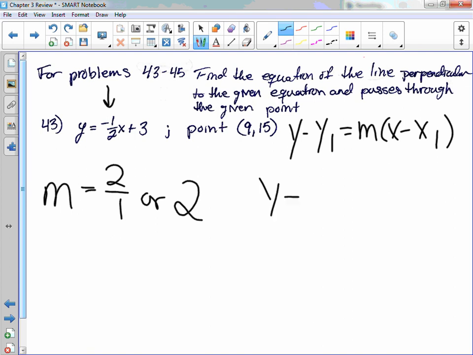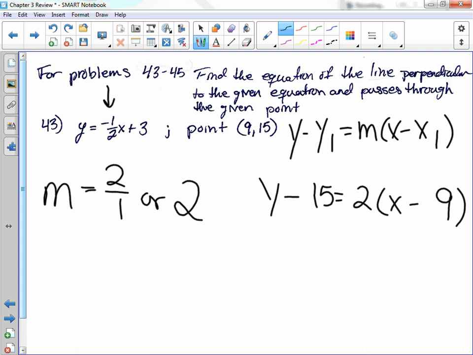So we can plug that in. We find the slope, and then we use the point. Now, the point they gave us is what? 9 comma 15. Well, the y value is 15 and the x value is 9. Any questions on how we got to this point here? We good with this here?